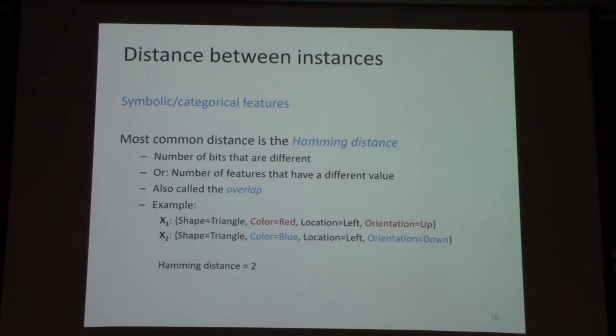So let's say you have 2 vectors here, x1 and x2, and they are both identical except for color and orientation. There are 2 features where they are different, so the Hamming distance between x1 and x2 is 2. Fairly intuitive, right?